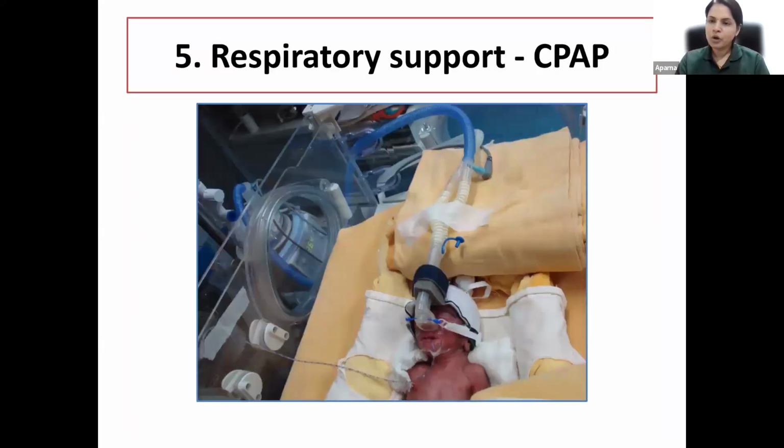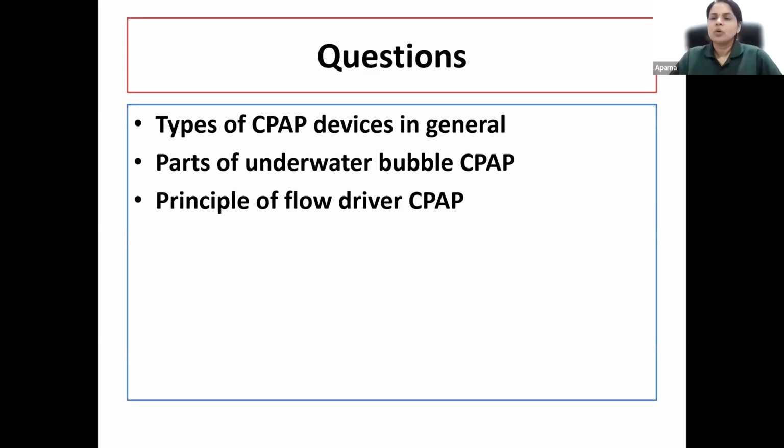Okay. We'll now move on to the fifth question, or the fifth equipment, which is the CPAP machine. So this is a baby who is being managed on CPAP. Now, what are the different types of CPAP machines, what are the parts of the underwater bubble CPAP, and what's the principle of a flow driver CPAP? That's what we're going to discuss.